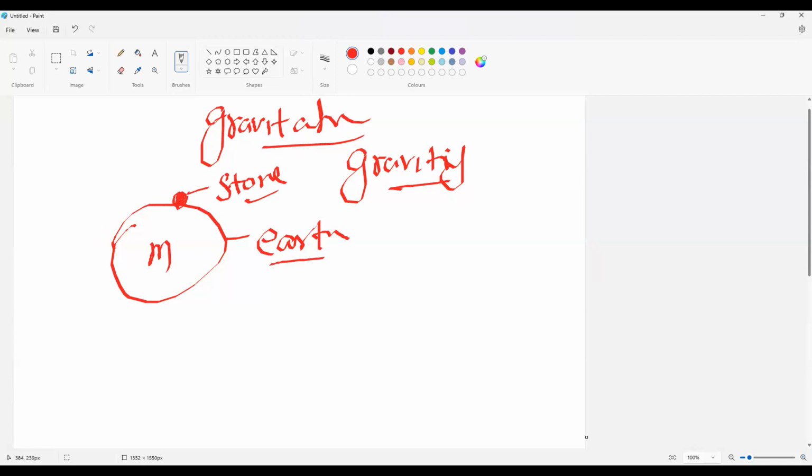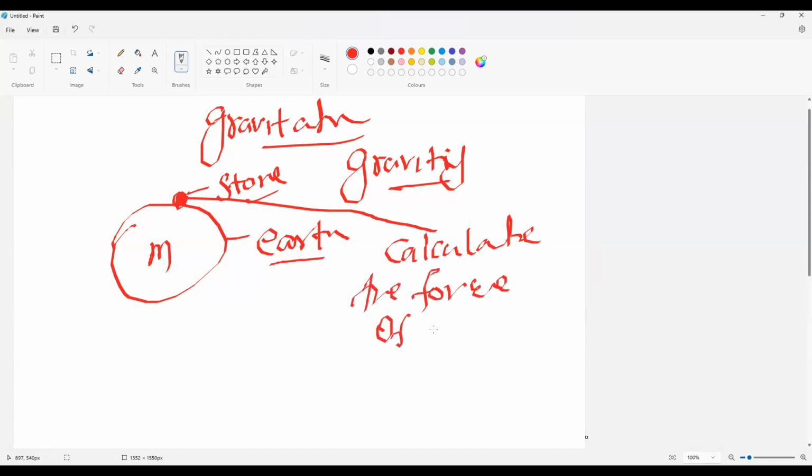What do you call the force of attraction of this stone towards Earth? What will be the force of attraction? Since it is kept on the Earth, there will not be any force. Will there be any force? Or is there any gravitational force still applied by the Earth? Gravity is there.